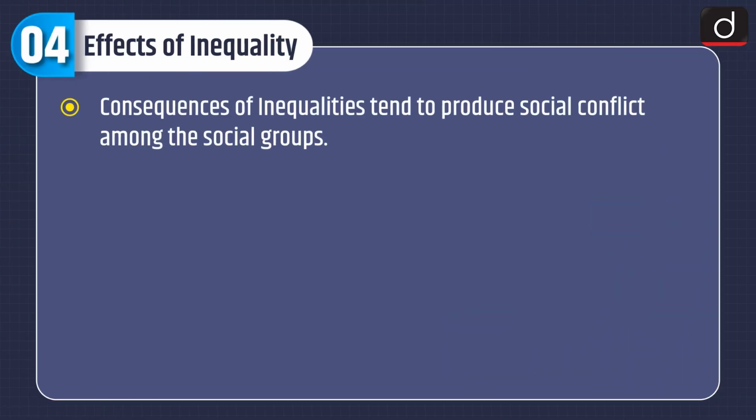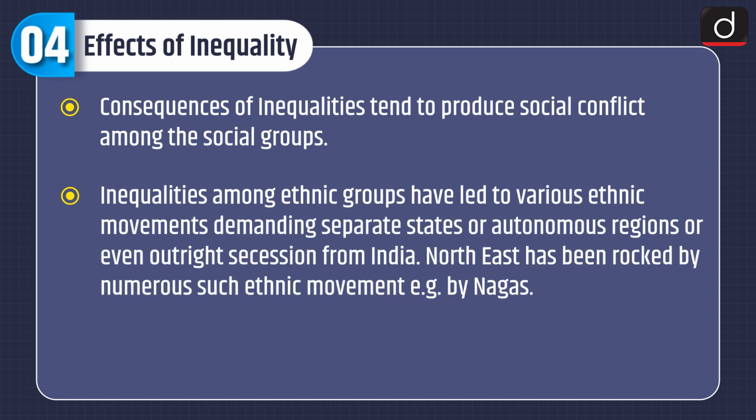Now moving on to effects of inequality. Consequences of inequalities tend to produce social conflict among social groups. Inequalities among ethnic groups have led to various ethnic movements demanding separate states or autonomous regions, or even outright secession from India. The Northeast has been rocked by numerous such ethnic movements, for example by the Nagas.